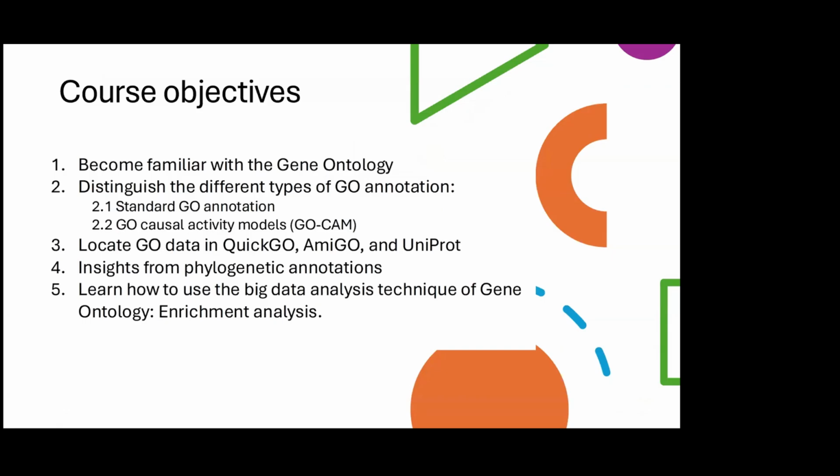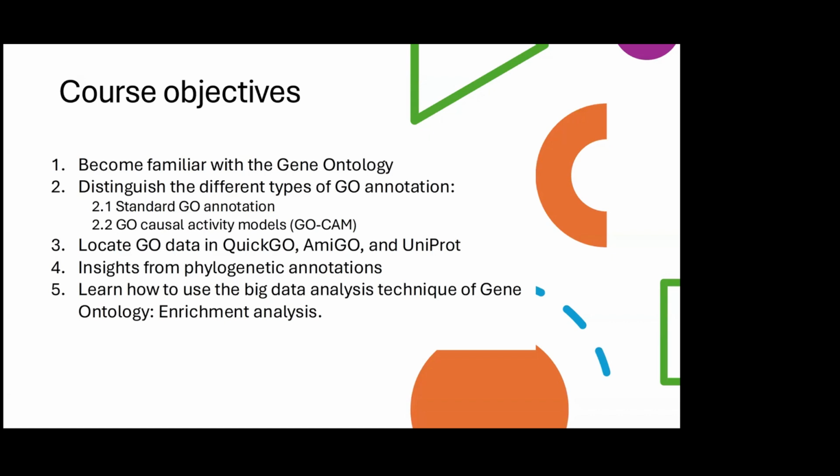So the objectives are to become familiar with the Gene Ontology. Maybe some of you already are. Distinguish the different types of GO annotations. The ones you probably are familiar with are the standard GO annotations, but for several years now, we have worked on GO-Causal Activity Models, which we will describe in detail. Now we're starting to have a pretty decent corpus, and it's starting to be interesting to do various types of data analysis, in addition to the standard GO annotation analysis that people are familiar with.